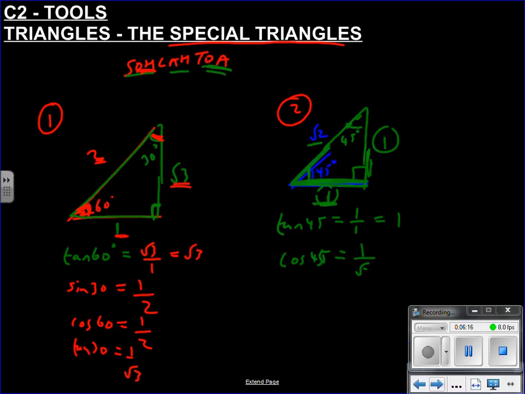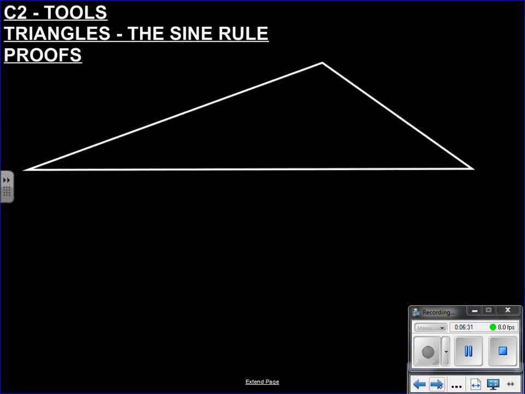So 1 over root 2. Sine 45 is the opposite over hypotenuse. So it's also 1 over root 2. They're both 1 over root 2. You see? Special triangles, done. Learned that? Cool. Now we've got the sine rule and the cosine rule and the area of a triangle.